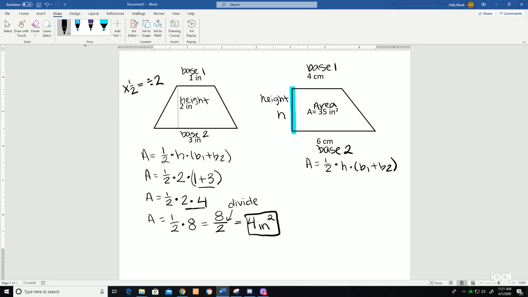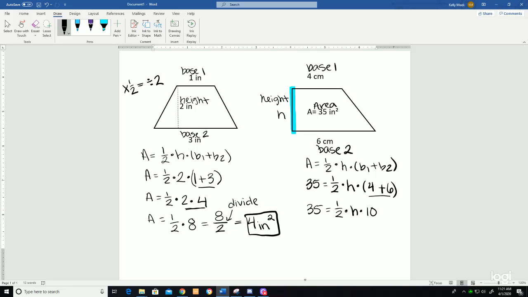Now, they did give me my area, so my area A goes right here for 35. I have 1/2. I don't know my H, so the H remains, but I do know my two bases. Base 1 is 4 plus base 2, which is 6. Okay. Order of operations tells me I have to add these two together first, so 35 equals 1/2 times H times 4 plus 6, which is 10.